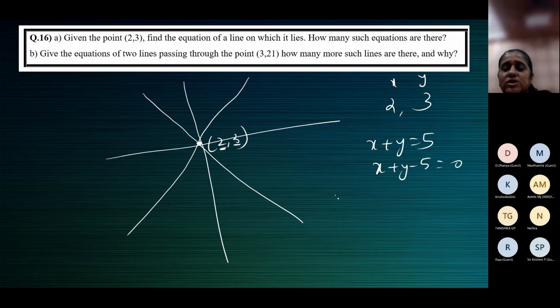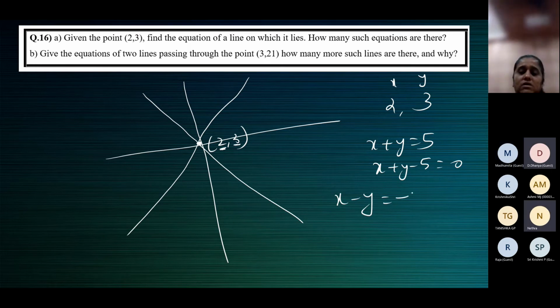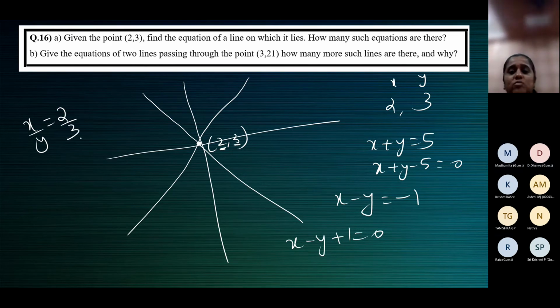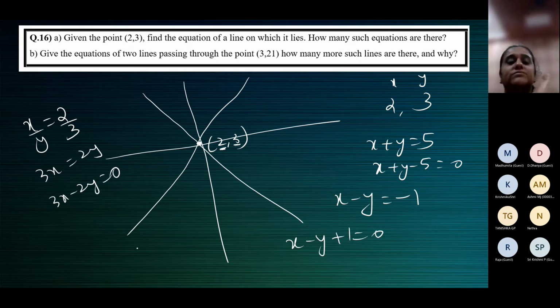Similarly, what is x minus y, children? 2 minus 3, which is minus 1. So the equation in standard form is x minus y plus 1 is equal to 0. This is another equation. Now, what is x by y? 2 by 3. Cross multiply: 3x is equal to 2y, or 3x minus 2y is equal to 0.